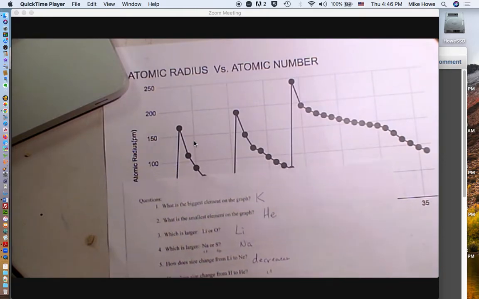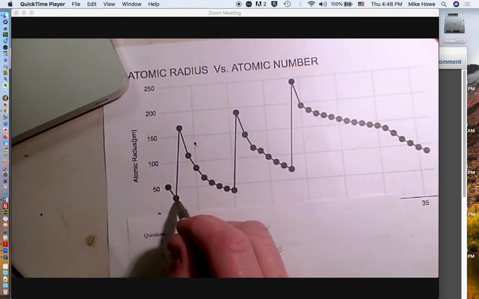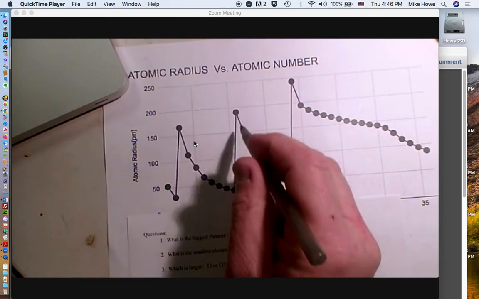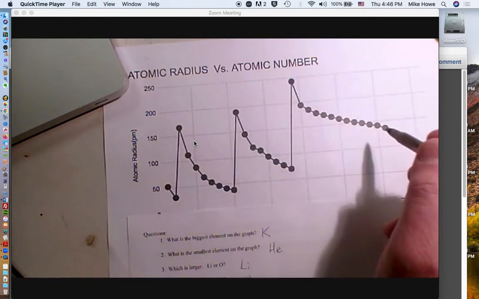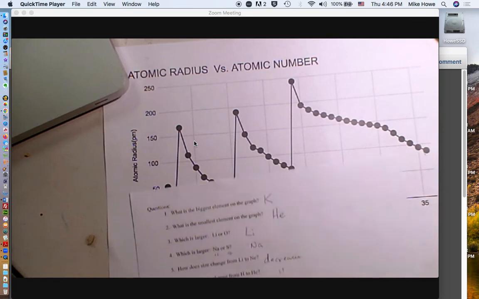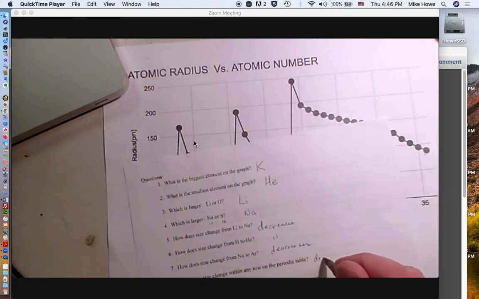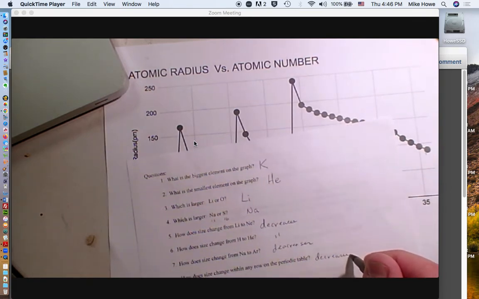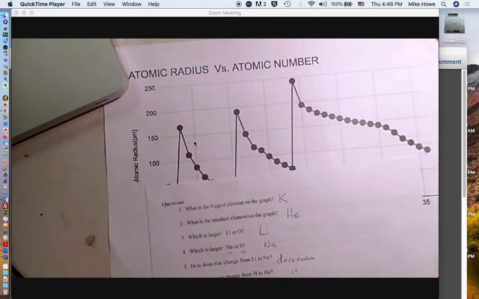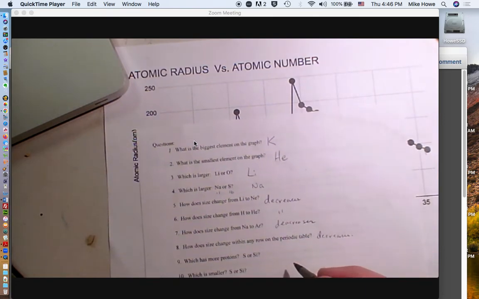So within any row, this is the beginning of a row, that's the end of the row. That's the beginning, that's the end, that's the beginning, that's the end. Within all of the rows, the size decreases. Okay, so I've been trying to get you to realize that as you go from left to right on the periodic table, the size decreases.